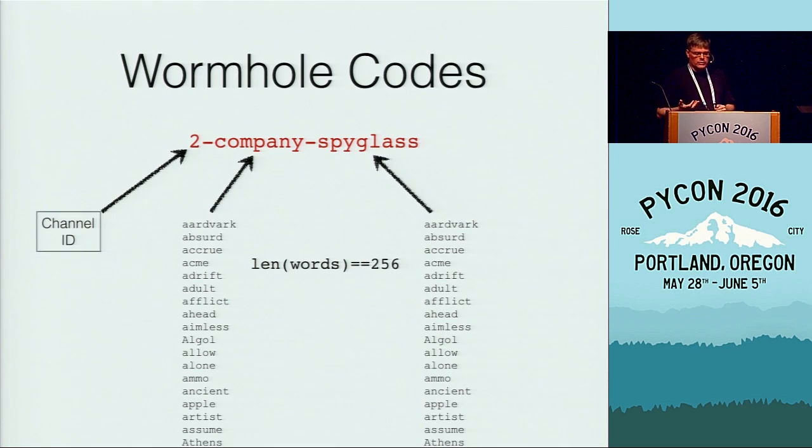The wormhole codes are the input to PAKE. So the wormhole code is generated by taking the channel ID that you allocated from the server. There's a word list. I'm using the PGP word list that I think was used for PGP phone or Z phone. And it's a list of words designed to be phonetically distinct, so you can recognize them when they're coming over an audio channel. There are 256 words in there, os.urandom, choose one. So the default configuration is using 2 words, and then this whole thing is fed into PAKE.